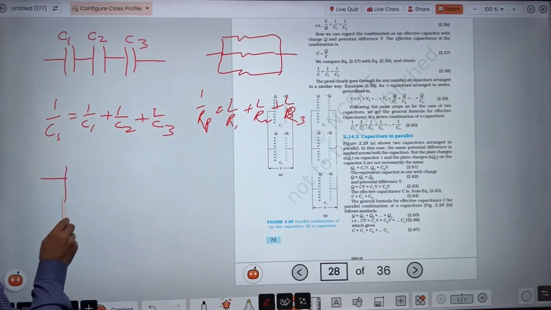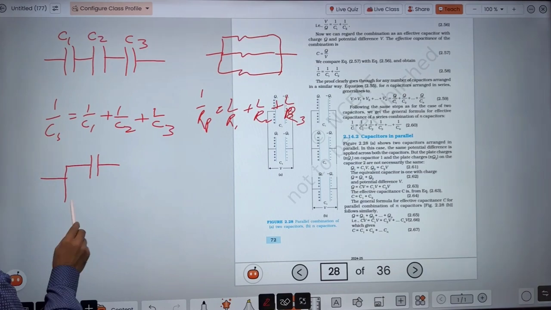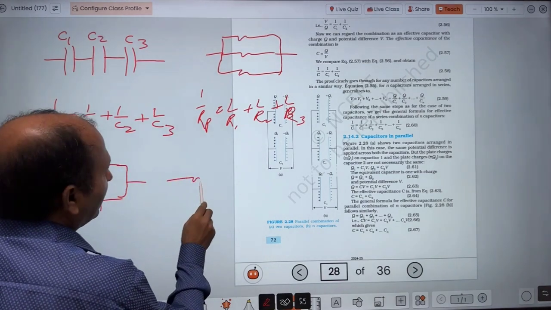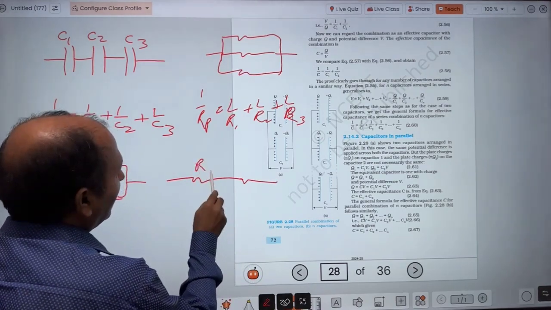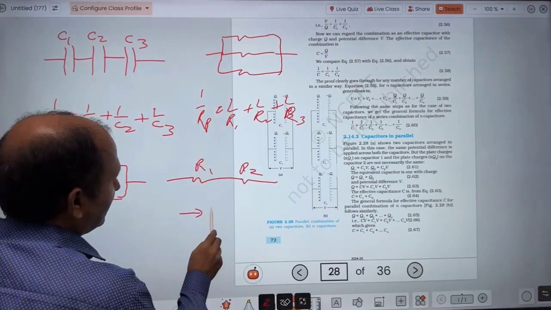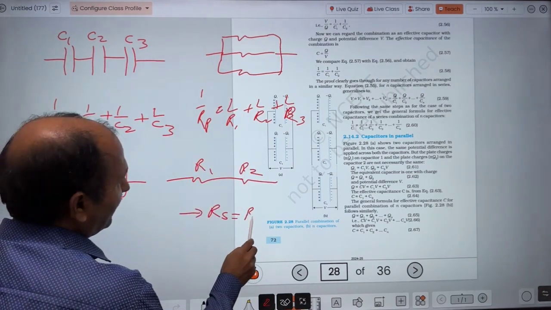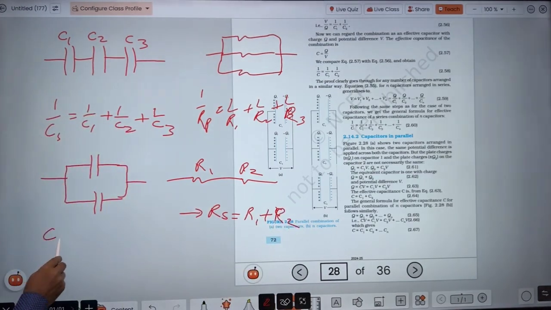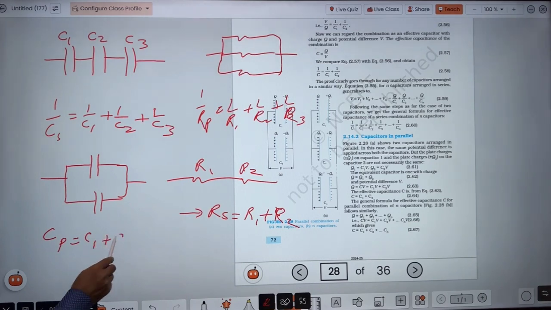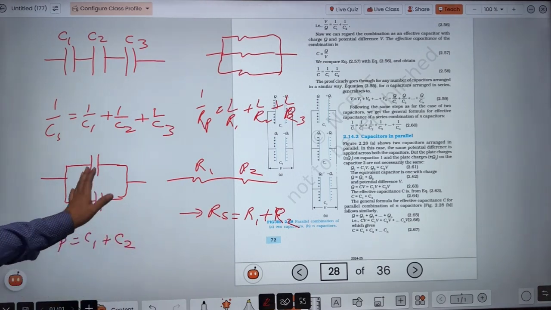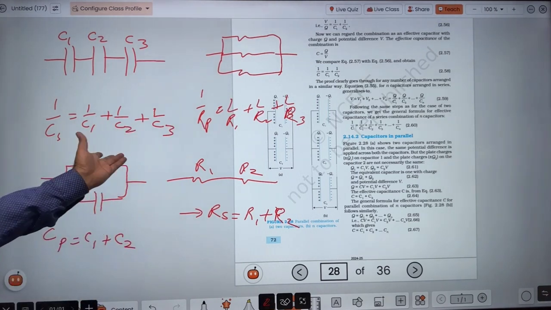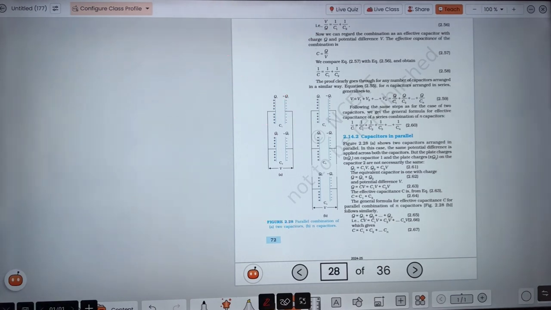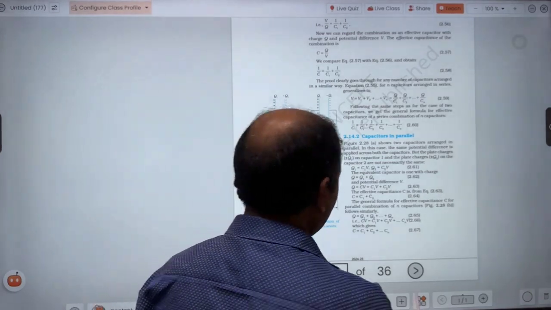And if capacitances are in parallel, in that case it is similar to resistances in series. Here R1 and R2 are two resistances, in that case R series equals R1 plus R2, and here you will write C parallel is equal to C1 plus C2. So the two cases are just opposite, so you can remember them the way you like. So these are some basic points that we studied in the previous lecture.